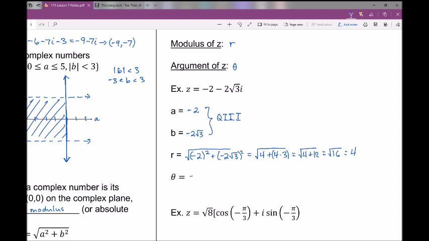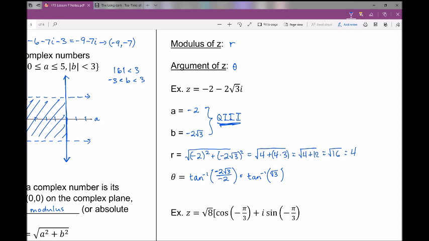So theta is the inverse tangent of y over x, or b over a. So we have the tangent inverse of -2 square roots of 3 over -2. And if we simplify this, we have the tangent inverse of the square root of 3. And so now we just need to think about what angle in quadrant 3, so this is where the quadrant comes in really handy. So what angle in quadrant 3 has a tangent of the square root of 3?